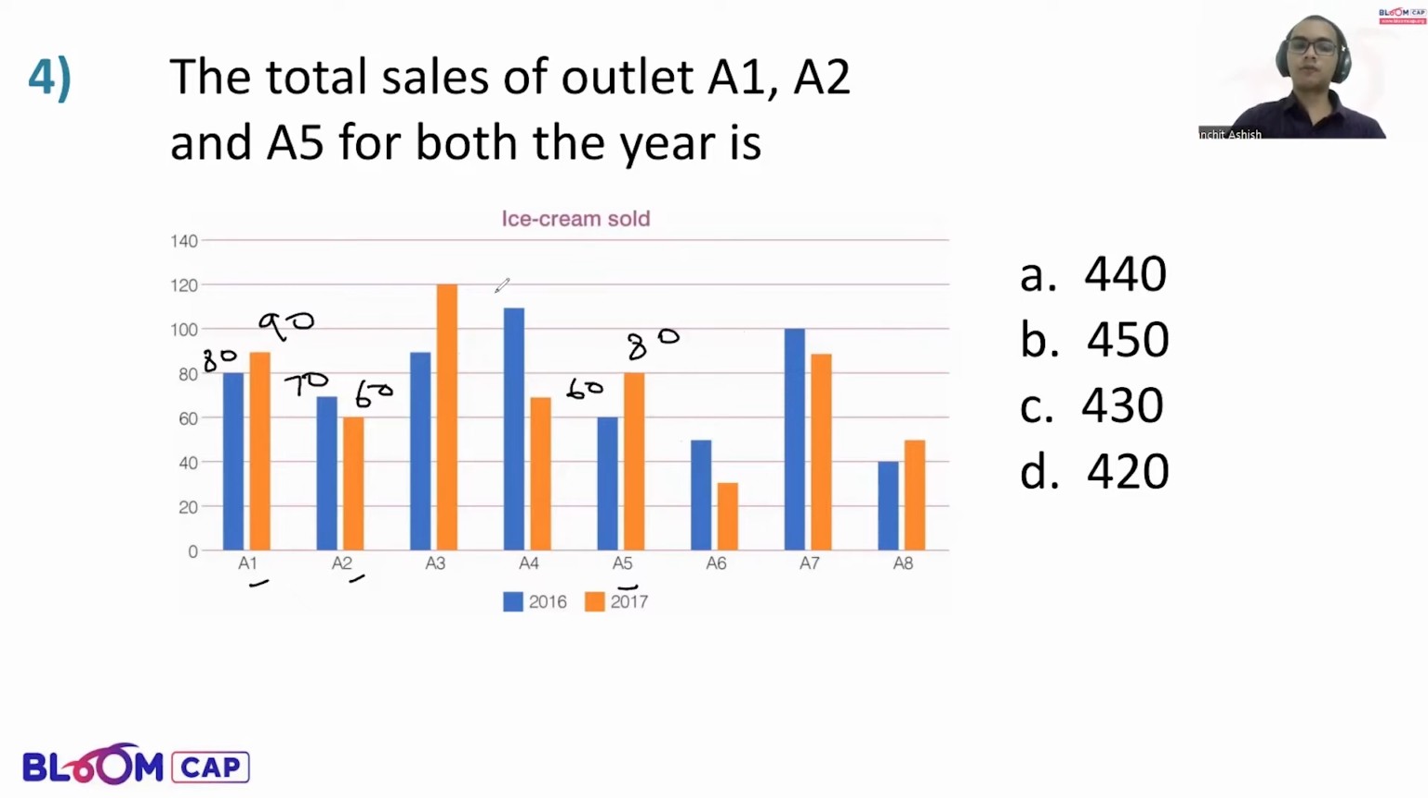Now we have to do nothing, we have to just add these numbers together. Let's add them verbally. 80 plus 90 is 170. 170 plus 70 is 240. 240 plus 60 is 300. 300 plus 60 is 360. 360 plus 80 is 440, and 440 is our answer. All right, let's move on to the next question.